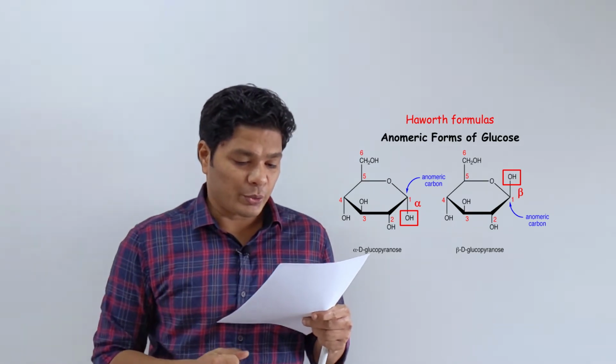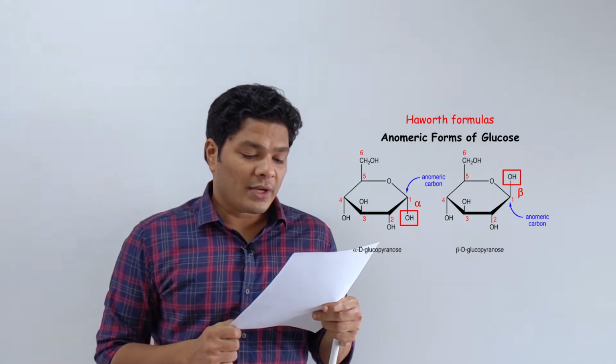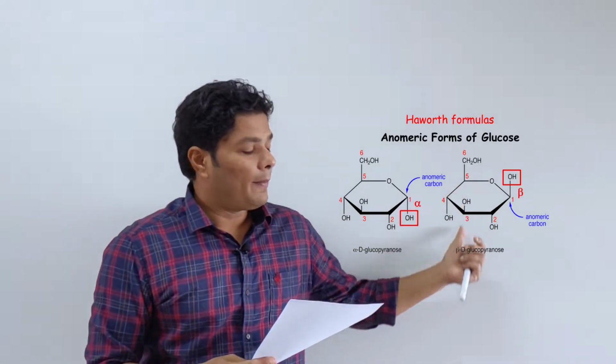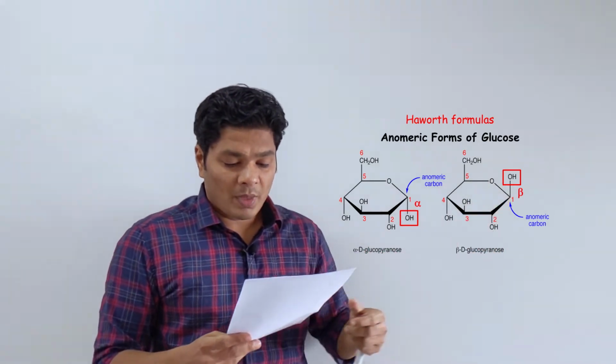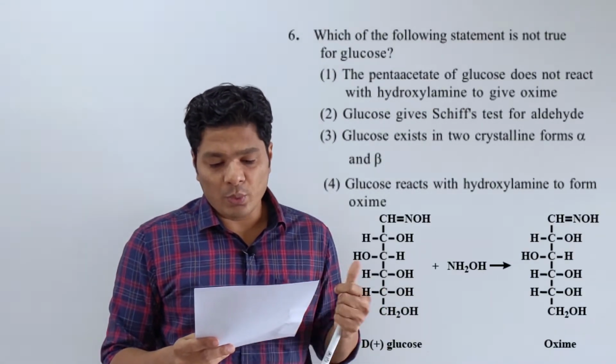Let's look at the other ones too. Charlie, glucose exists in 2 crystalline forms, alpha and beta. Yes, 2 anomeric forms depending on your hemiacetal carbon, whether OH is down or OH is up. Glucose reacts with hydroxylamine to form oxime, glucose oxime. Obviously that is true. So 1 is true, 3 is true, 4 is true. The not true option and the correct option is beta.